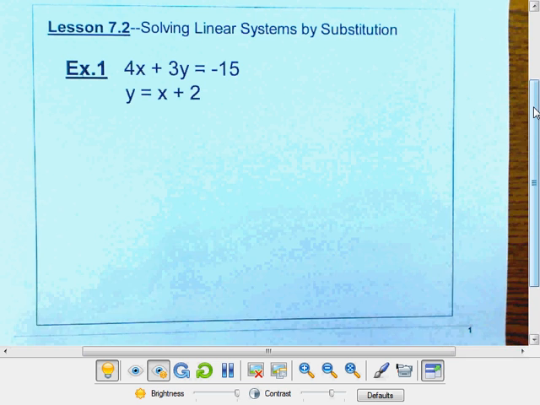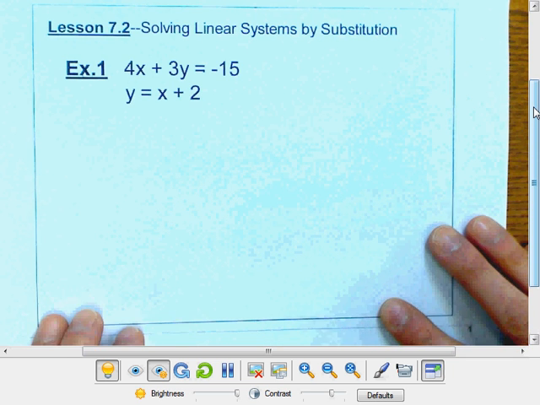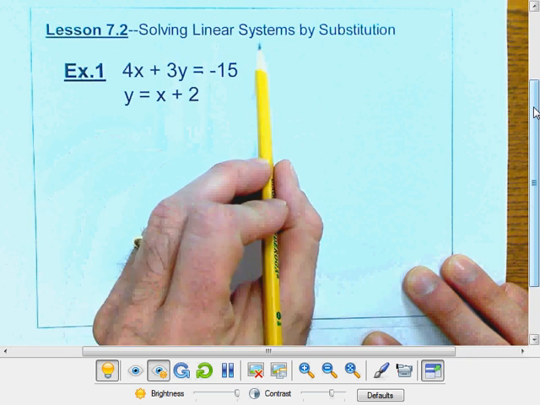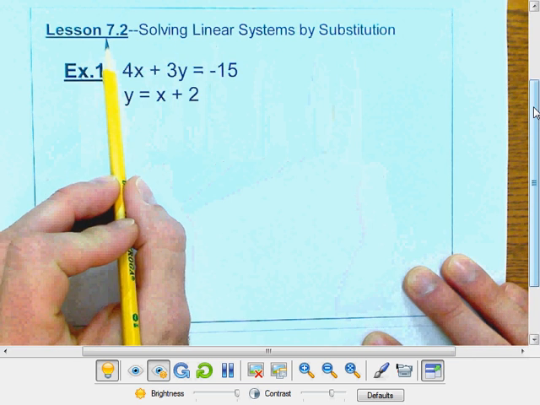Hi, I've got a lesson here for you to watch today on solving linear systems by substitution. It's lesson 7.2 in your book.